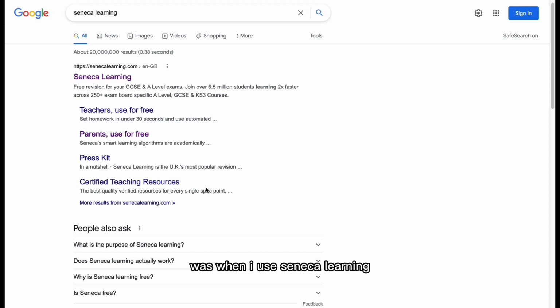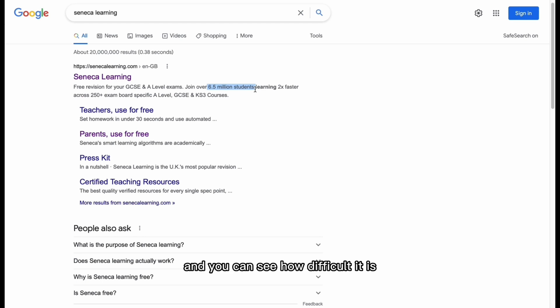But when I used Seneca Learning, we were one of the first few cohorts to use Seneca. We were at the stage where Seneca was just being introduced. We just had the first segment, which just had Seneca Learning on it. But now it's developed so much, and you can see that it's a free revision tool for GCSE and A-level exams. And it's an opportunity to join over 6.5 million students learning 2 times faster across 250 plus exam board specific A-level, GCSE and Key Stage 3 courses. So it's a great learning environment to get a grade 9 in GCSE Maths, as that's what we're looking at particularly in this video.